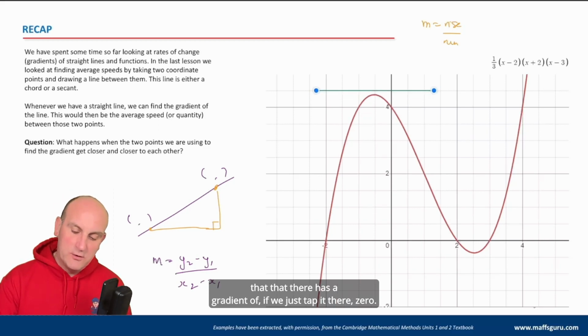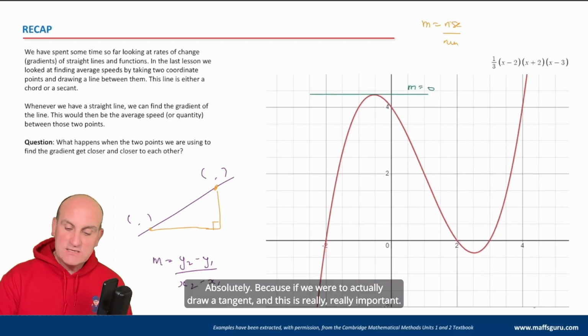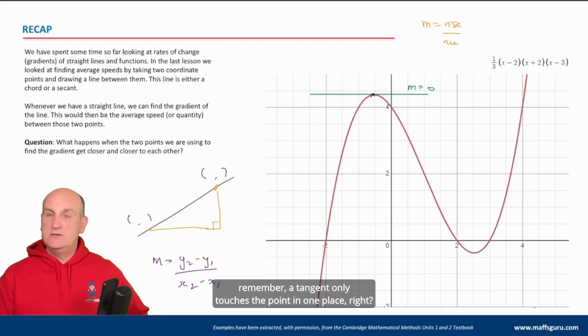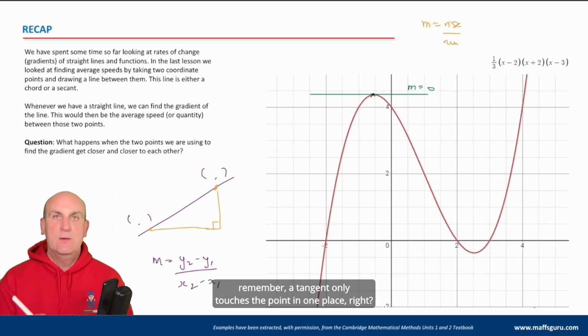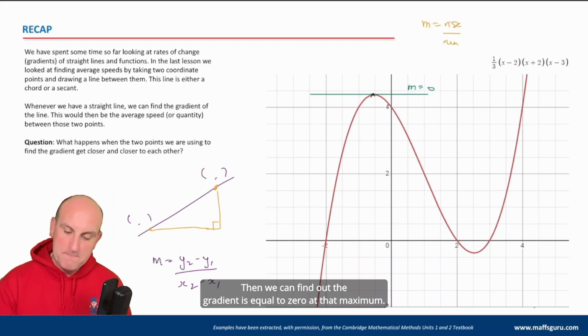One of the most important things we can work out here is that there is a gradient of 0, absolutely, because if we were to actually draw a tangent, and this is really important, if I was to draw a tangent at the very top of that line, remember a tangent only touches the curve in one place, and then we can draw a tangent to it, then we can find out the gradient is equal to 0 at that maximum.